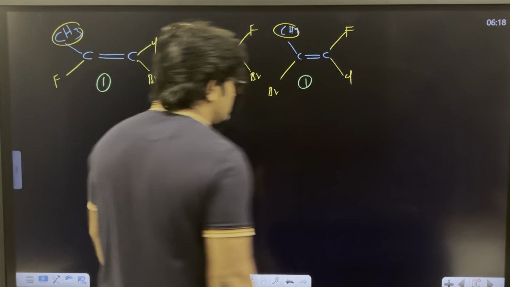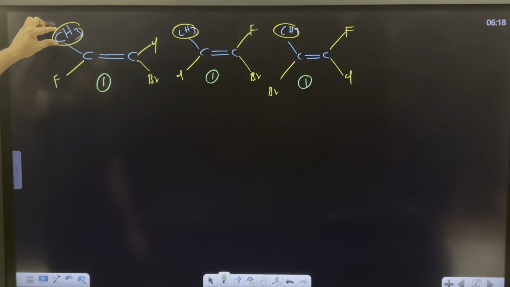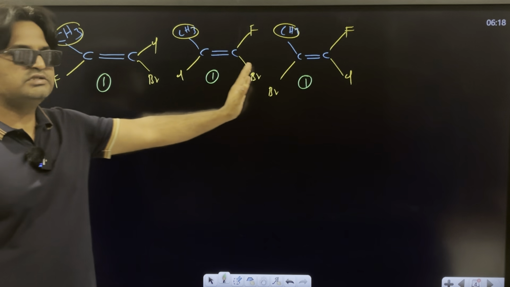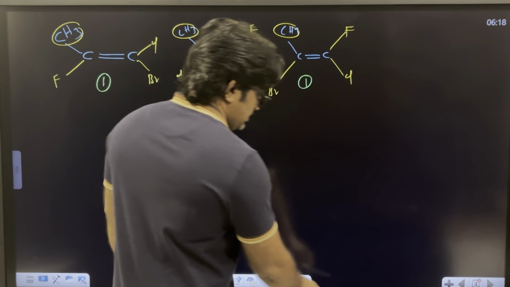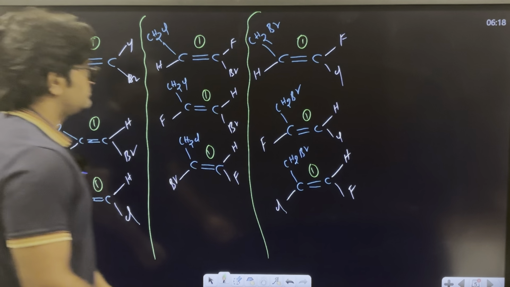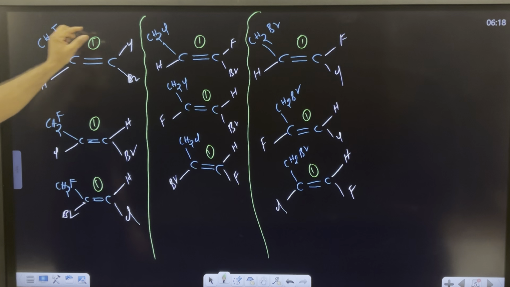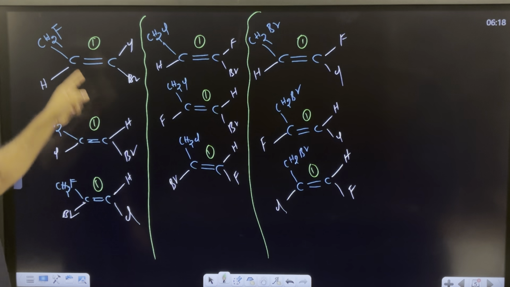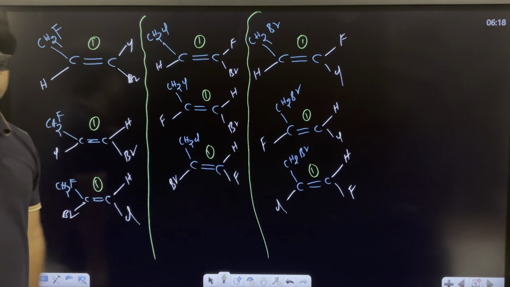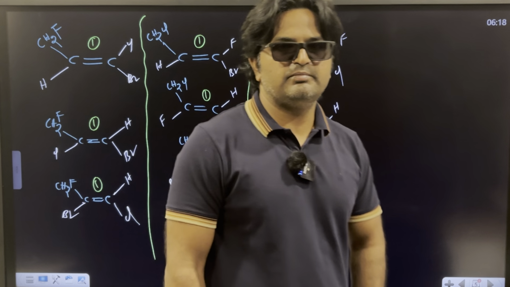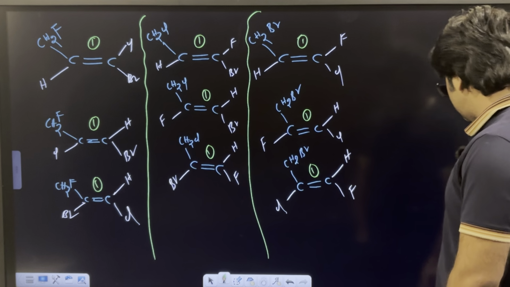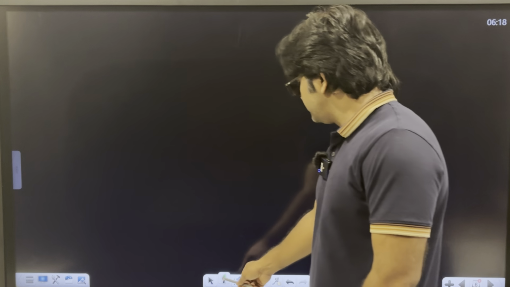Once again, observe this molecule. If you are taking methyl here, how many possibilities are there? We have three possibilities. Next one, if you are taking CH2F, CH2Cl and CH2Br, 3 plus 3 plus 3, 9 possibilities are there. What is the other possibility?